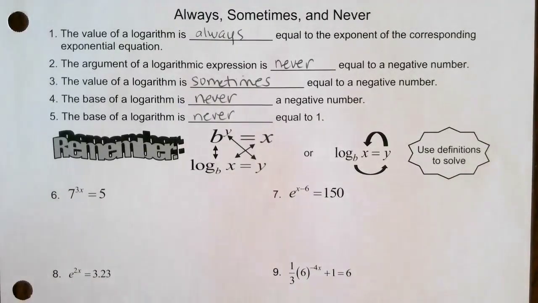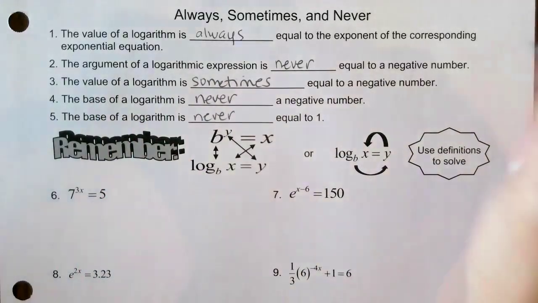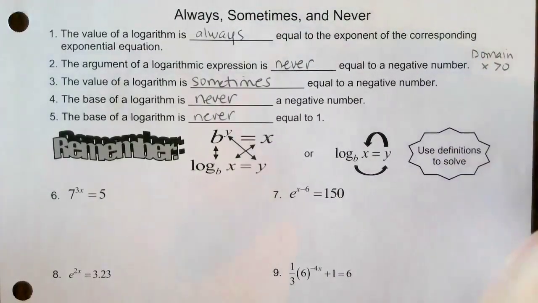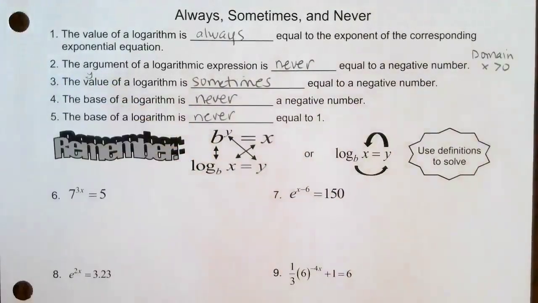So it says the argument of a logarithmic expression is never equal to a negative number. That's because we know our domain is greater than 0. So we know that the argument is never going to be a negative number. All right, the value of a logarithm is sometimes equal to a negative number. That's our y value. So our range is all real numbers for logarithms, so it's going to be negative, it's going to be 0, and it's going to be positive.